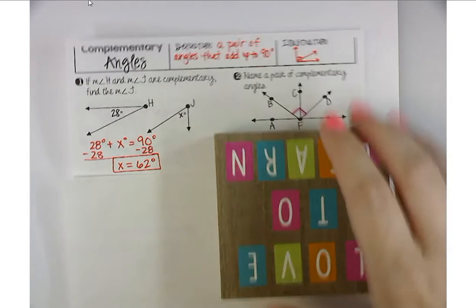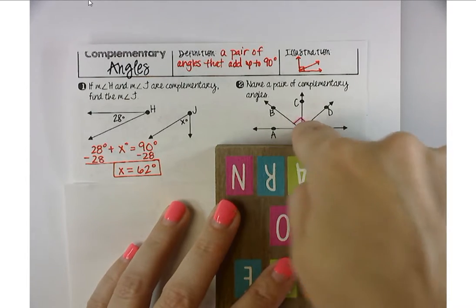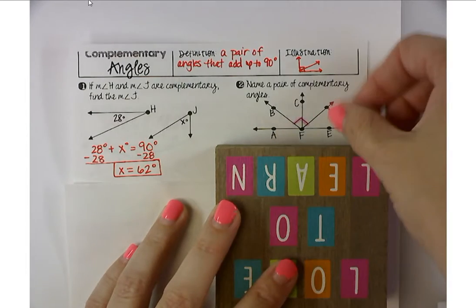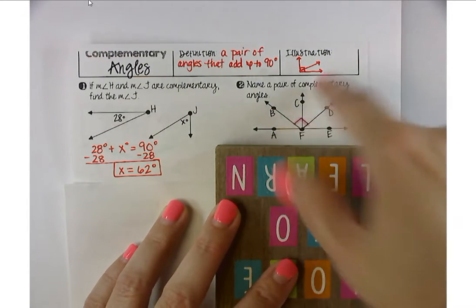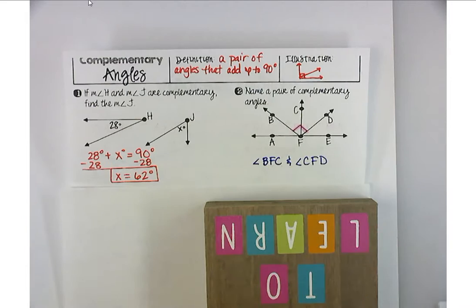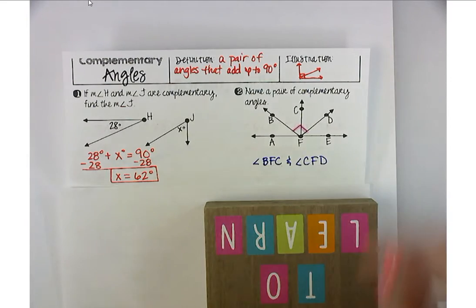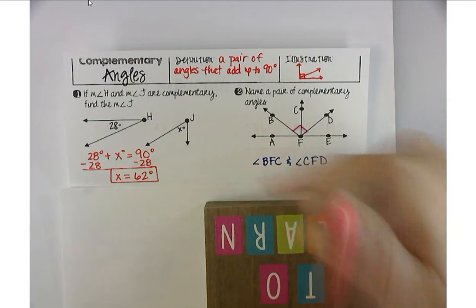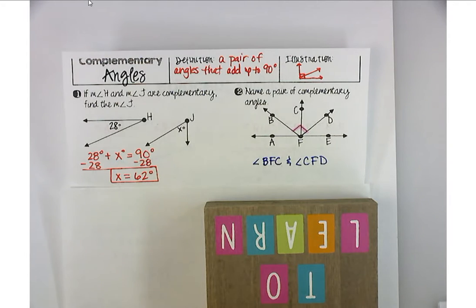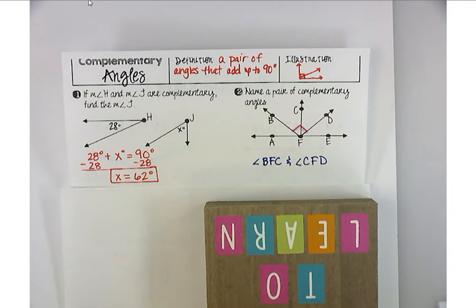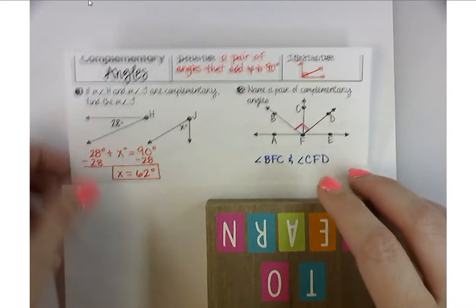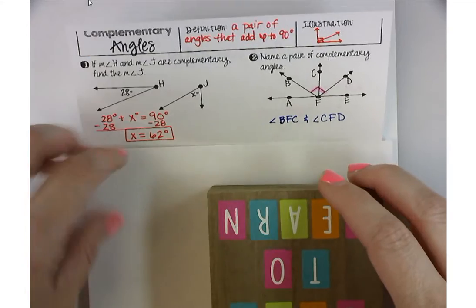So there's only one pair of angles that's possible for this. So you're looking for the 2 angles that are going to make this pink square here. Okay, so the 2 angles would be BFC and CFD. Okay, so no other possibilities. You could have that backwards though. You could have CFB and you could have DFC. Okay, and again, that's because that is the angle that has the box on it.